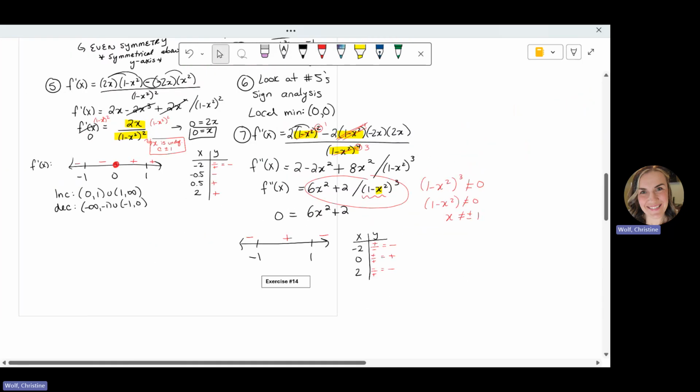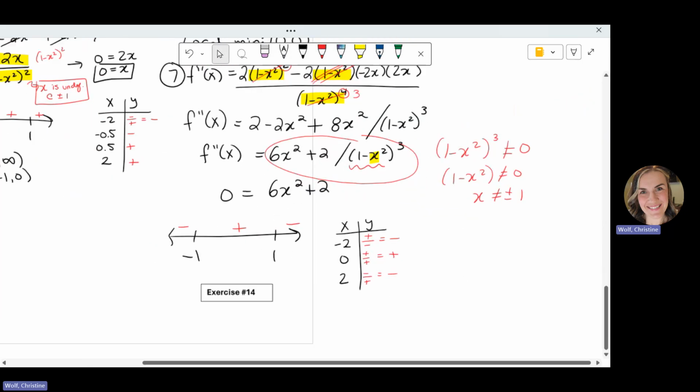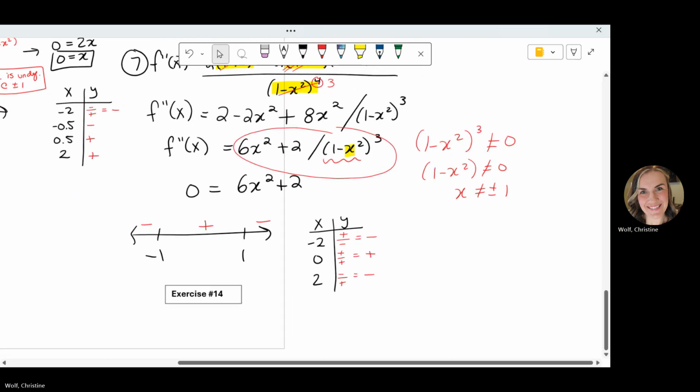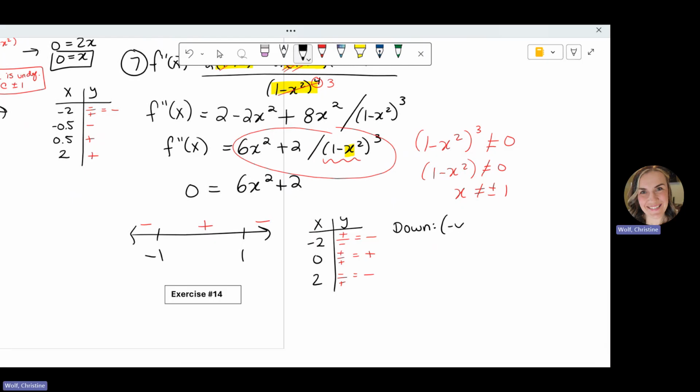Sorry, guys. I know I'm running out of room here. Hopefully you wrote a bit smaller than me. Okay, so concave down is whenever I'm negative. I am negative from -infinity to -1 with a union of 1 to infinity. And then I'm only concave up from -1 to 1. And then my inflection points is where we can cheat a little bit.